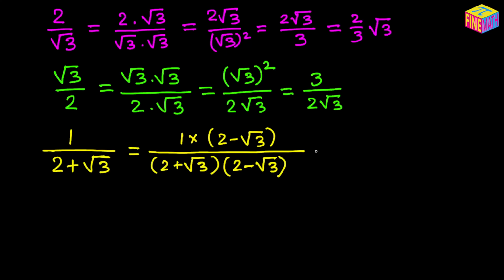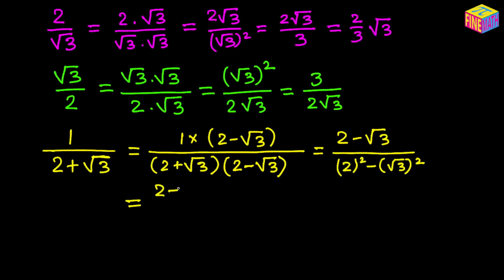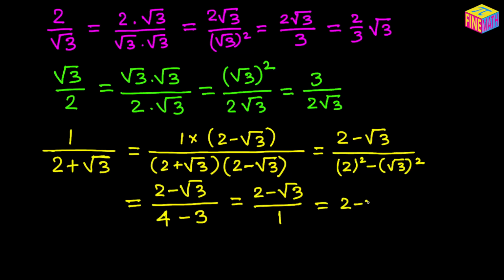So then from here, what can we say? Our numerator is now 2 minus square root of 3. And our denominator now is a plus b times a minus b, that would be a squared minus b squared, so this is 2 minus square root of 3 divided by 4 minus 3. Square root of 3 squared would be 3, so this would be 2 minus square root of 3 whole divided by 1, and that is actually 2 minus square root of 3.